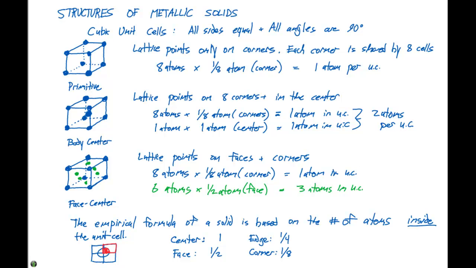So if we add these together, in a face-centered cubic, we're going to get 4 atoms per unit cell. And this is going to be the foundation and the basis for each of these structures in metallic solids, which will allow us to calculate something like density, which we'll do an example of in the next video.